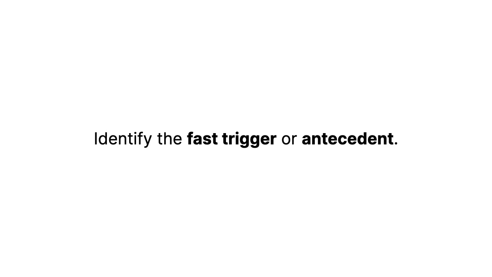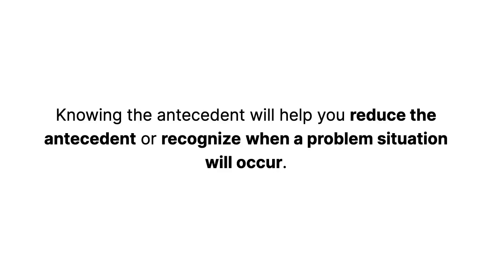One way to learn more about the function is to identify what happened immediately before the problem behavior, known as a fast trigger or antecedent. It's essential to understand what antecedents are for a couple of reasons. We can be aware of antecedents to understand what's upsetting to our children. This will help us to reduce the antecedent or troubling situation in the future.